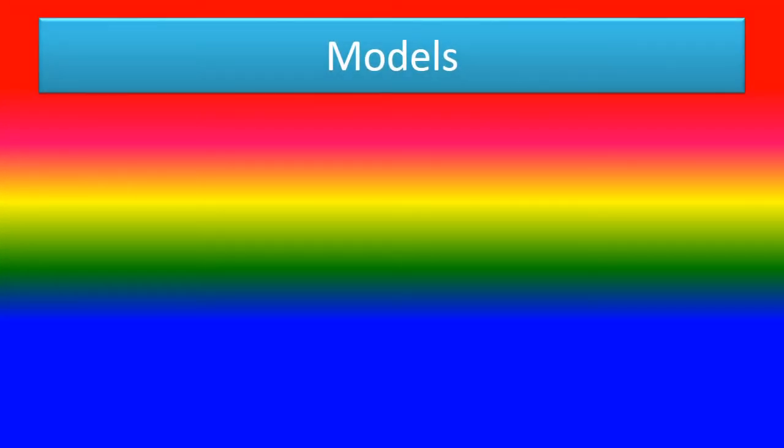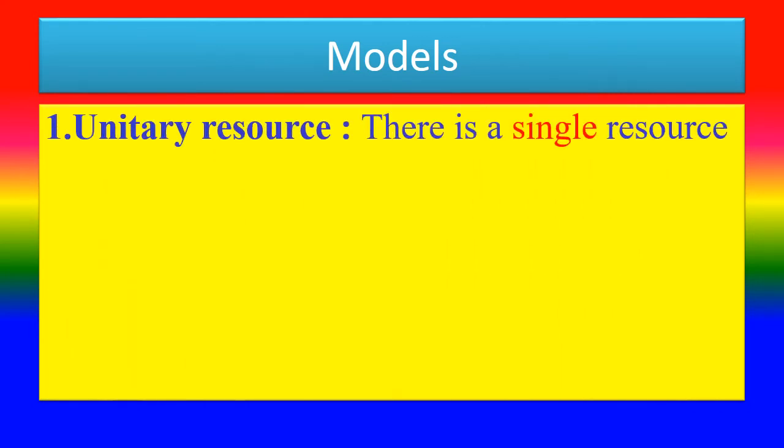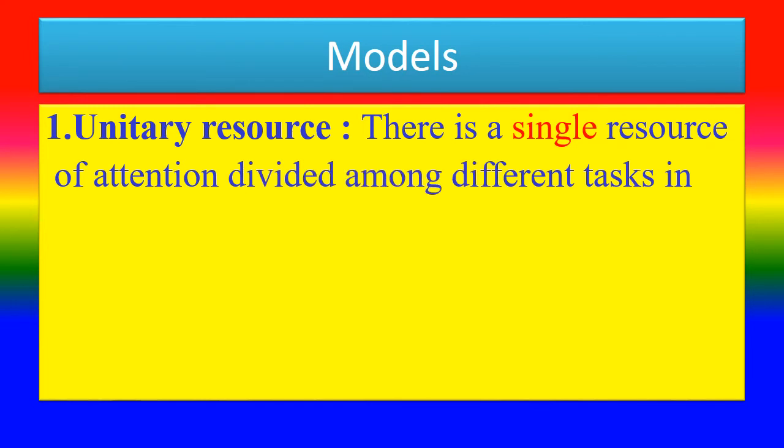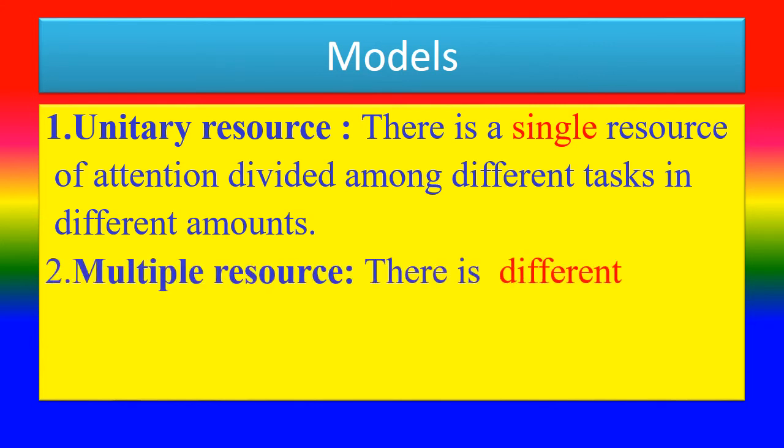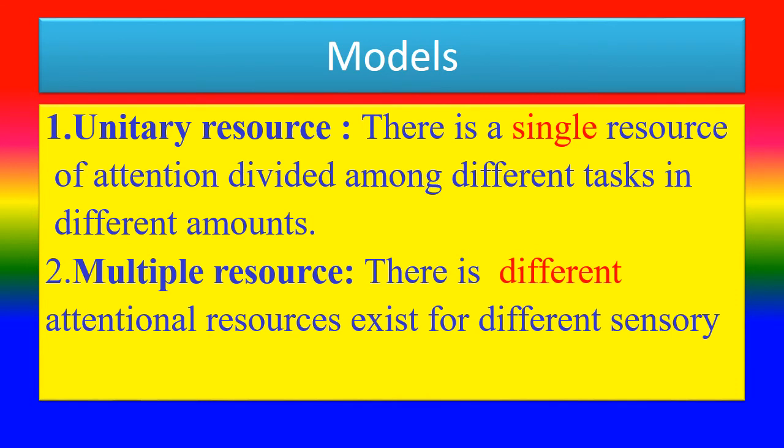Models of shifting of attention. First model, unitary resource. There is a single resource of attention divided among different tasks in different amounts. Second model, multiple resource model. According to this model, different attentional resources exist for different sensory and response modalities.